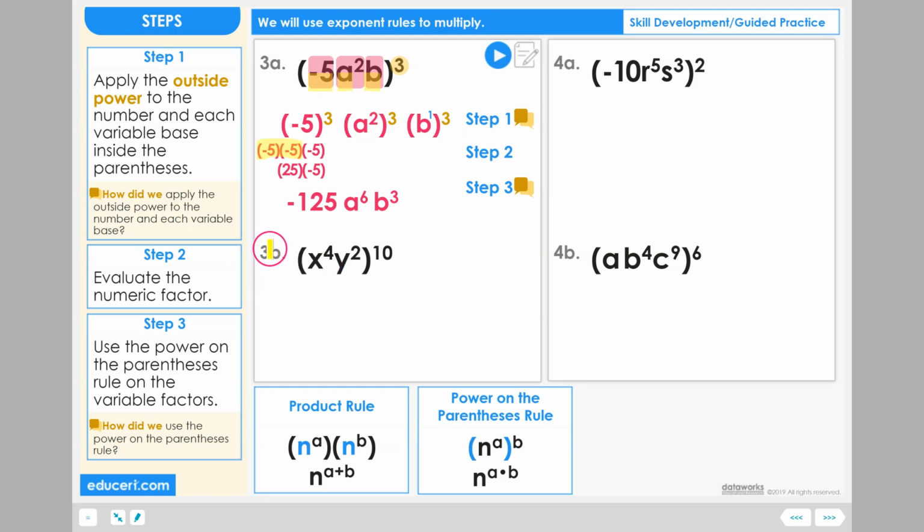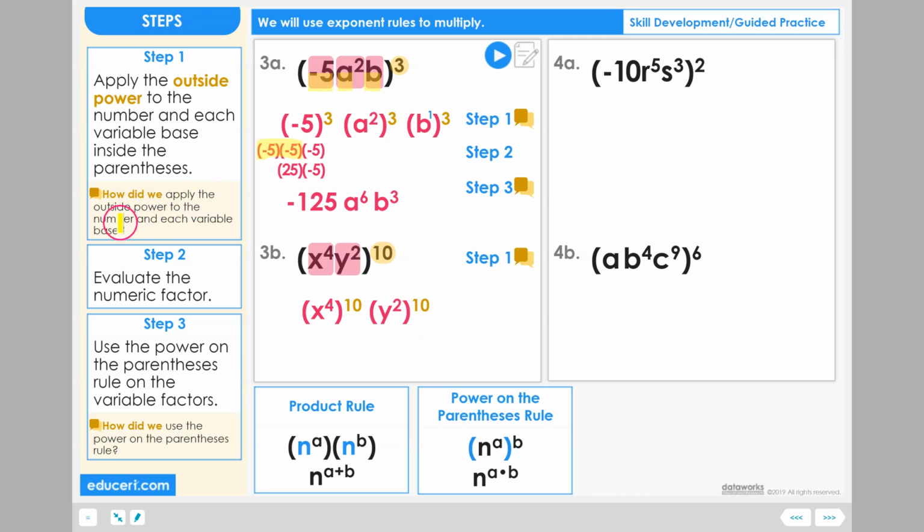Problem 3b. X to the fourth power times y to the second power all to the 10th power. Step 1. Apply the outside power to the number and each variable base inside the parentheses. So we're going to apply the power of 10 to x to the fourth power and the power of 10 to y to the second power.